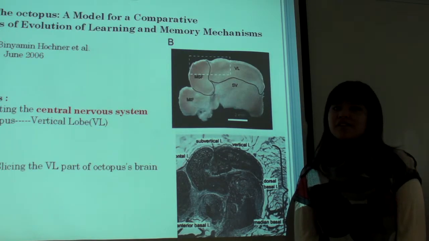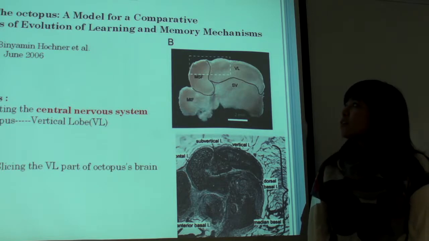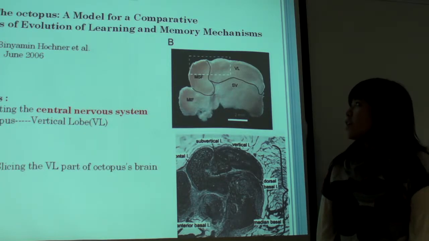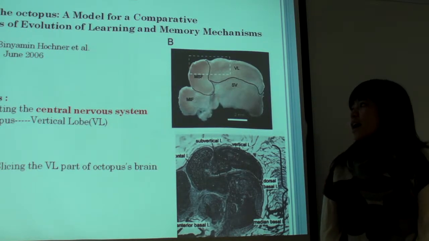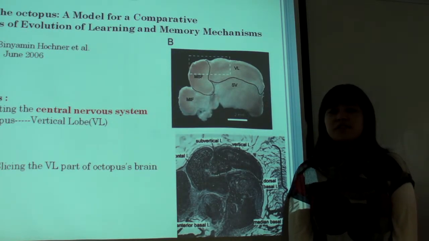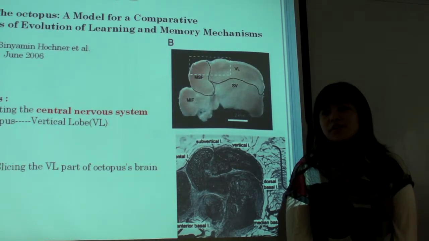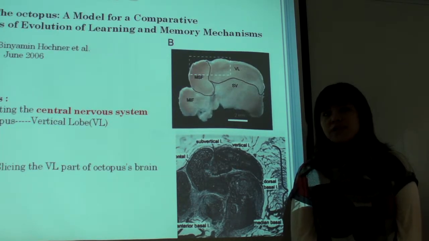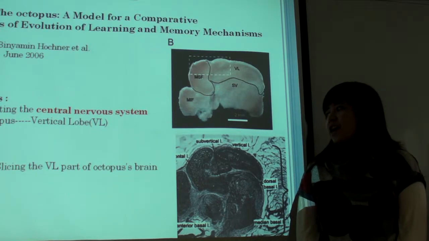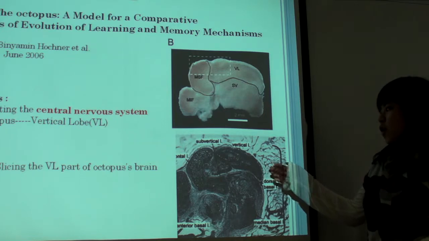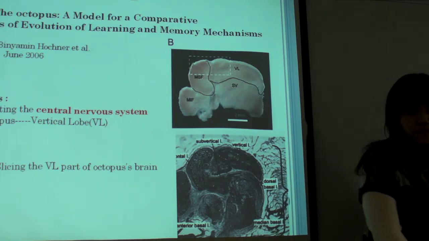So I searched for this article. It is called The Octopus, a model for comparative analysis of evolution of learning and memory mechanisms. It investigates the central nervous system of the octopus, particularly the vertical lobe. The vertical lobe is a part of the brain which is involved in learning and memory. And it investigates the octopus by slicing the vertical lobe part of the octopus brain, just like this photo.